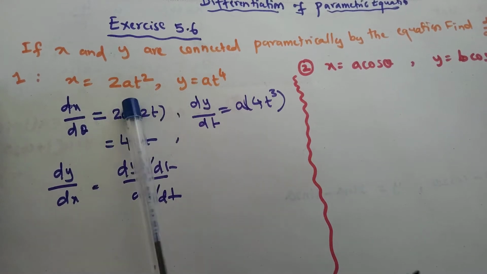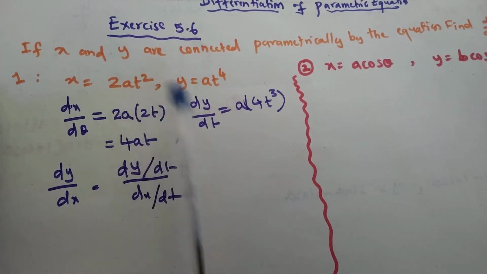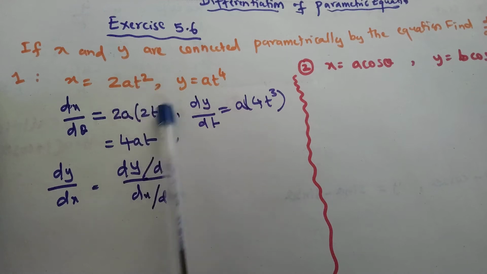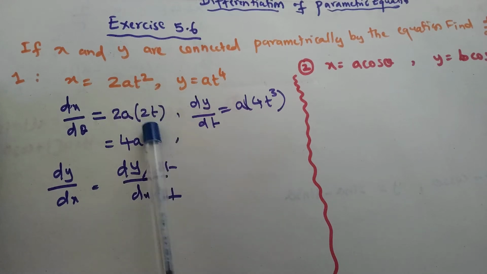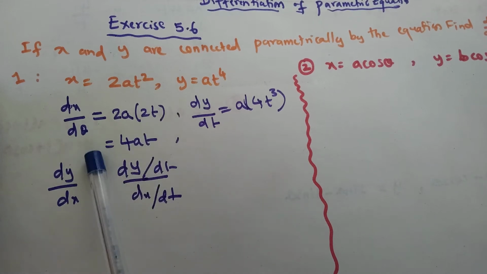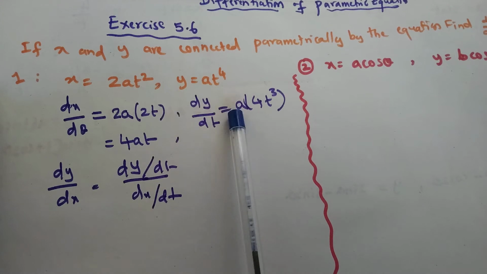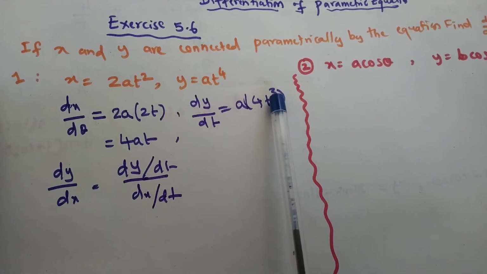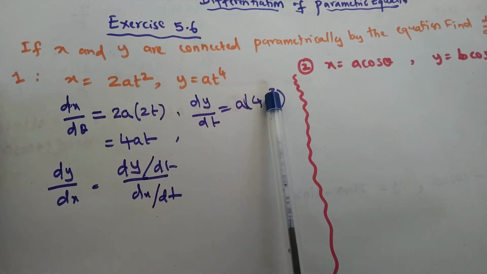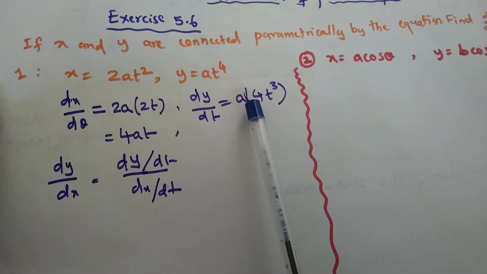Differentiate x with respect to t. 2a is a constant, keep it as it is. Differentiation of t raised to 2 is of the form x raised to n, n x raised to n minus 1. So n is 2 here, 2t raised to 2 minus 1 is 1, 2t. So 2 into 2, 4at, dx by dt is 4at. And y equal to at raised to 4, again x raised to n form, 4t raised to 3, n x raised to n minus 1. So dy by dt equal to 4at raised to 3.